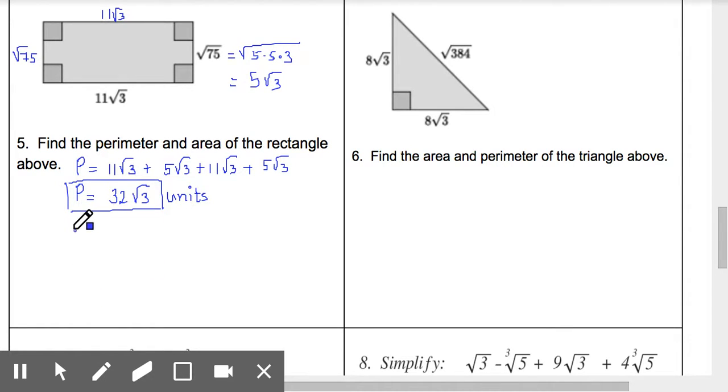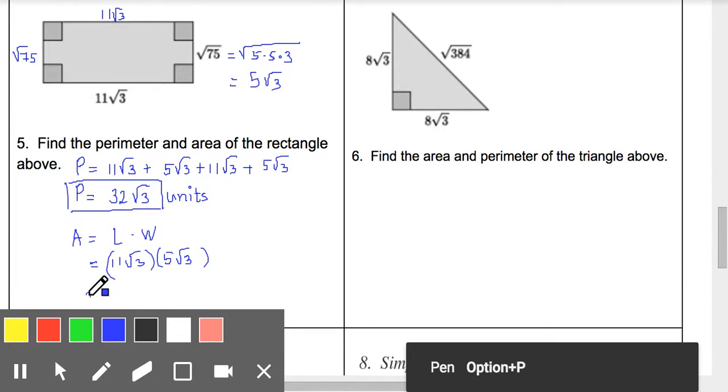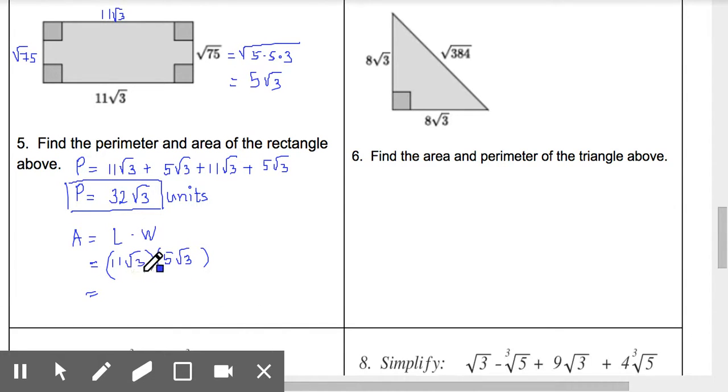Now, for the area of a rectangle, the area is length times the width. So we just multiply the length by the width. The length is 11 square root of 3 times the width is 5 square root of 3. So we'll have here 11 times 5.